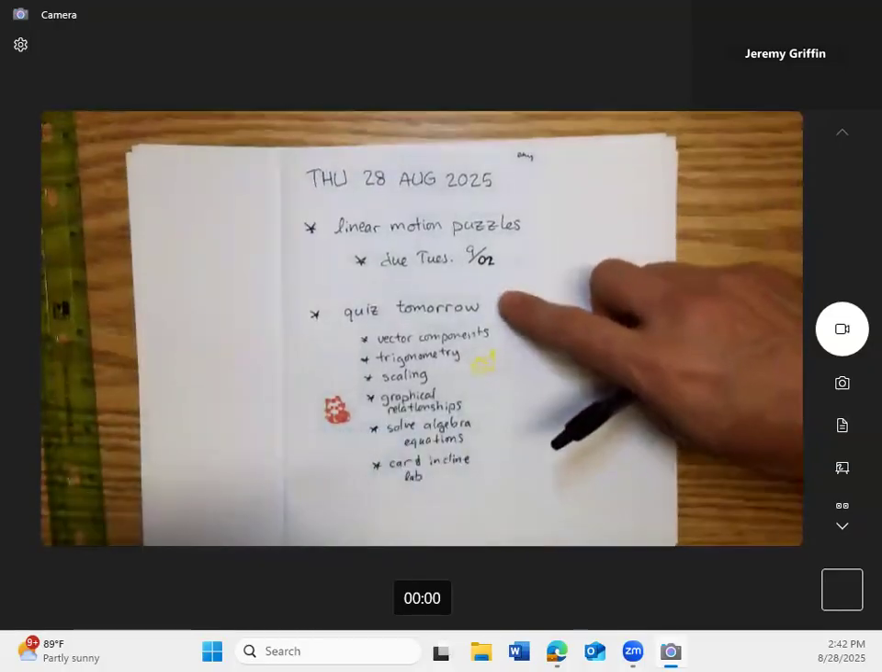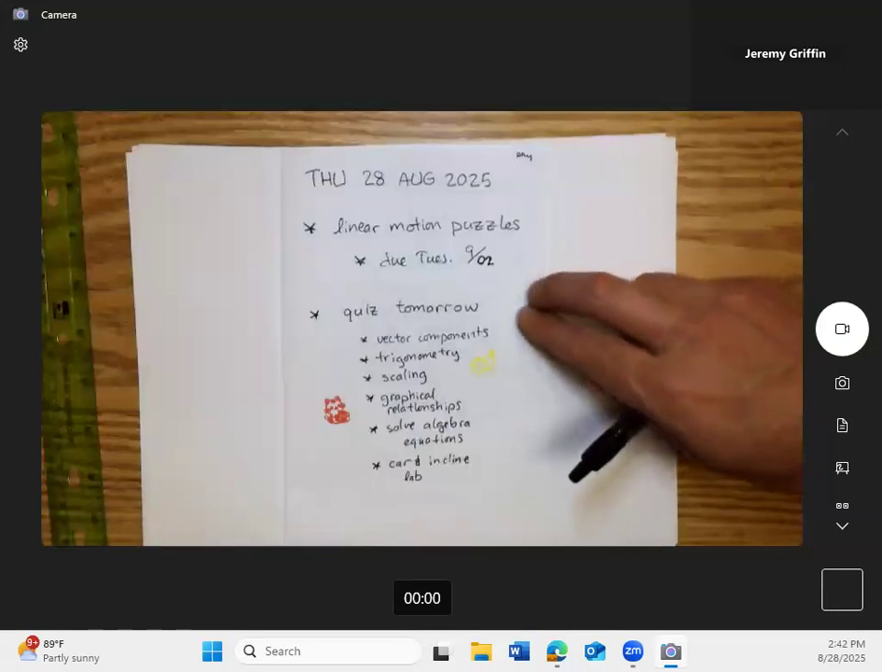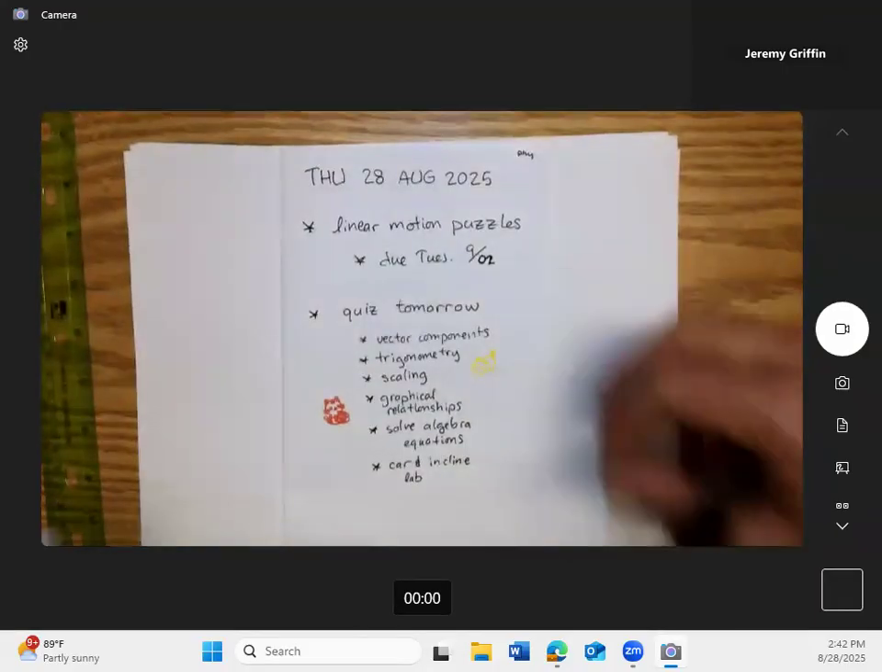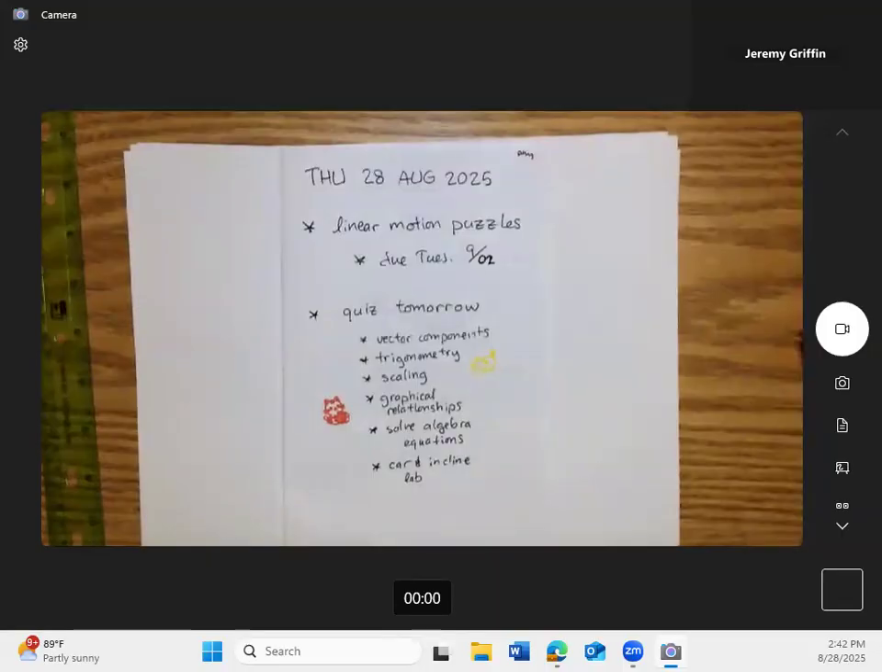And then, you guys know there's a quiz tomorrow. So if you have spare time after the quiz tomorrow, which I think most of you probably will, but we'll find out tomorrow, then, of course, you can work on your linear motion puzzles. And we have Labor Day weekend coming up. So, yeah. Then Tuesday, I'll pick this page up for you guys.